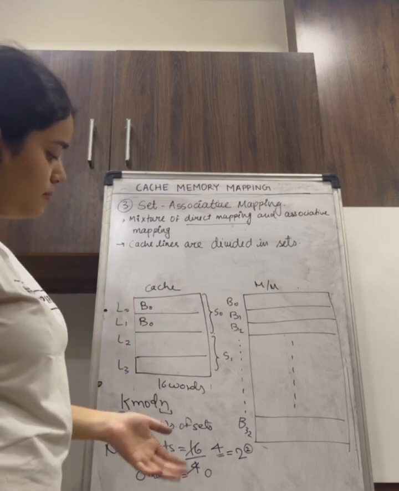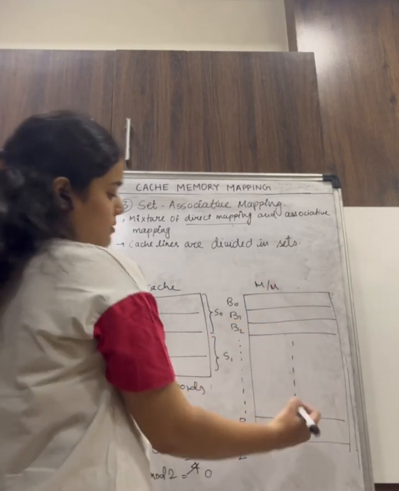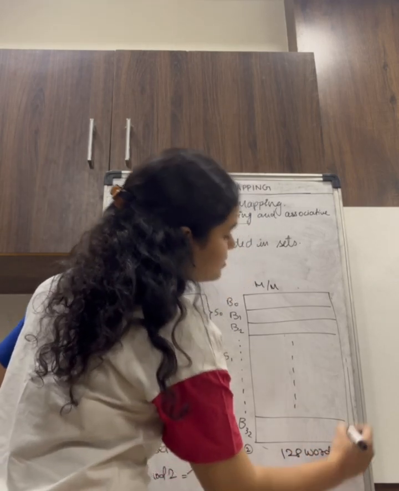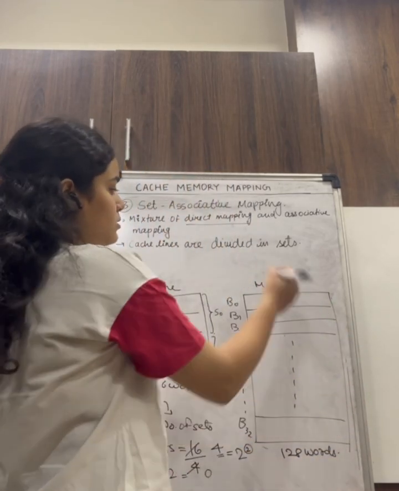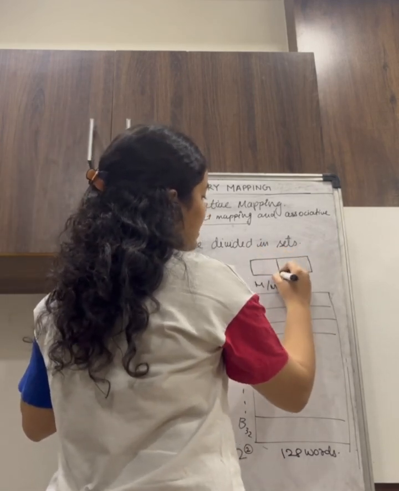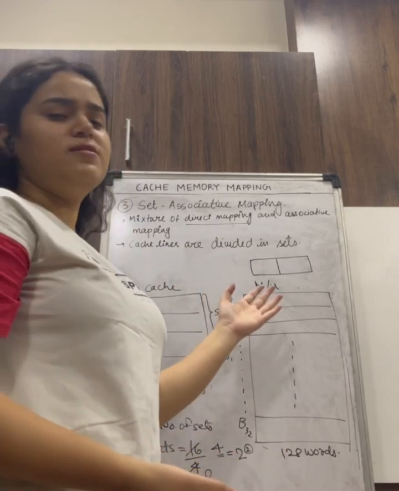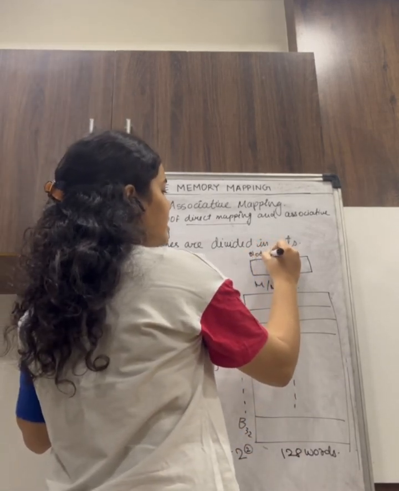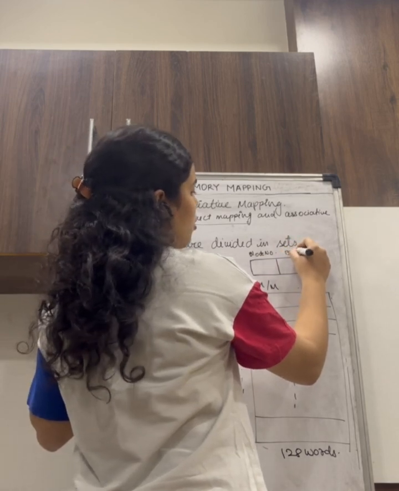Now if we talk about the physical address, here we have the same example. We have 128 words in the main memory. So the physical address will be of 7 bits and it remains constant in the main memory. The first field represents the block number and the second field represents the block offset.